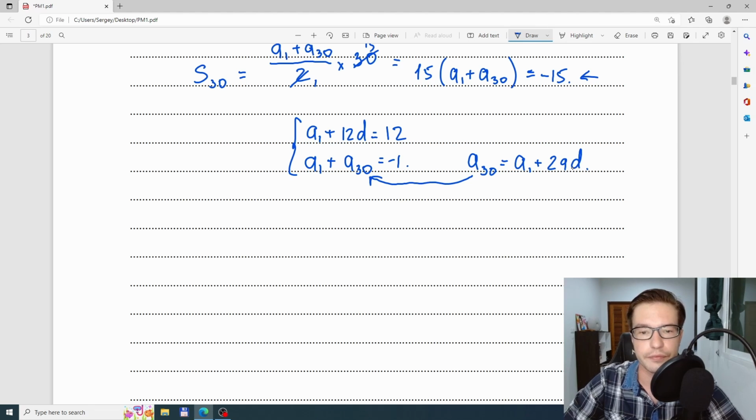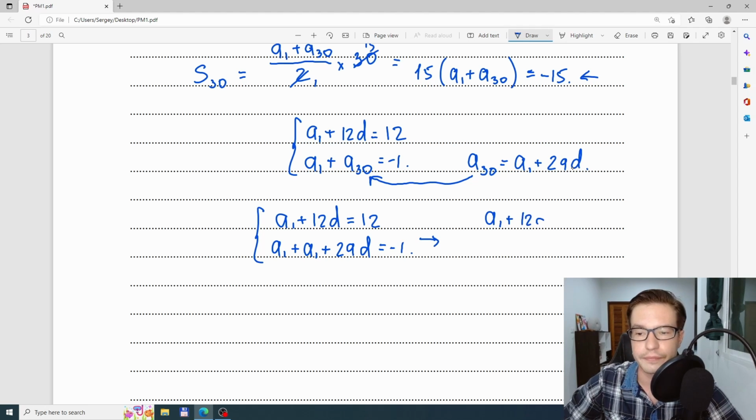So now we've got A1 plus 12d equals 12. And for the second equation, we've got A1 plus A1 plus 29d equals minus 1. Simplify that, and the first equation is A1 plus 12d equals 12, and the second equation is 2A1 plus 29d equals minus 1. Two equations, two variables, we can solve it.